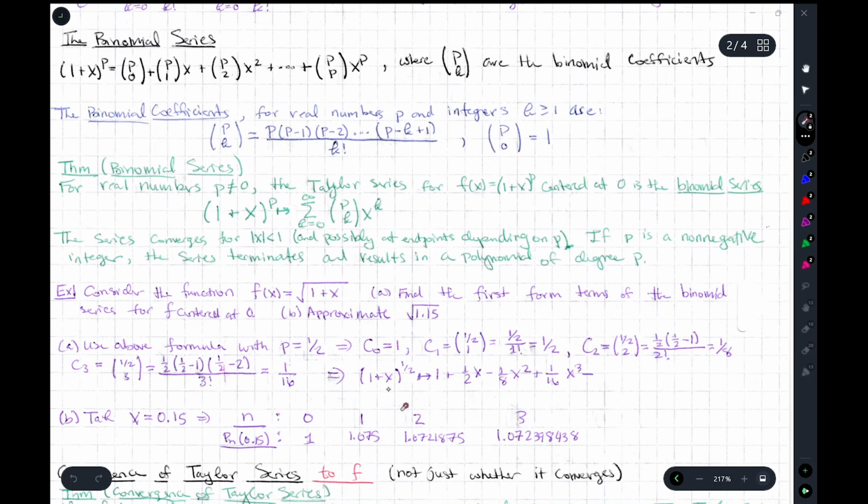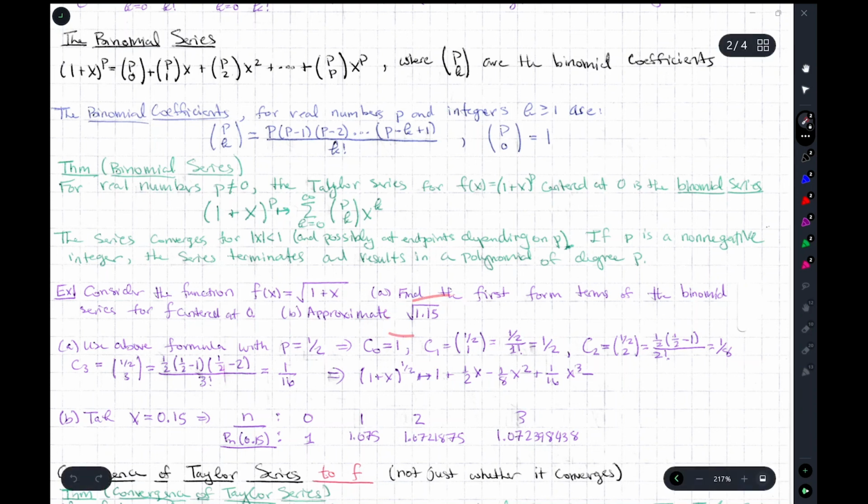our Taylor series for f of x. Okay, which, the Taylor series is called the binomial series when it's centered at 0 for terms like this. And we went up to the third polynomial.